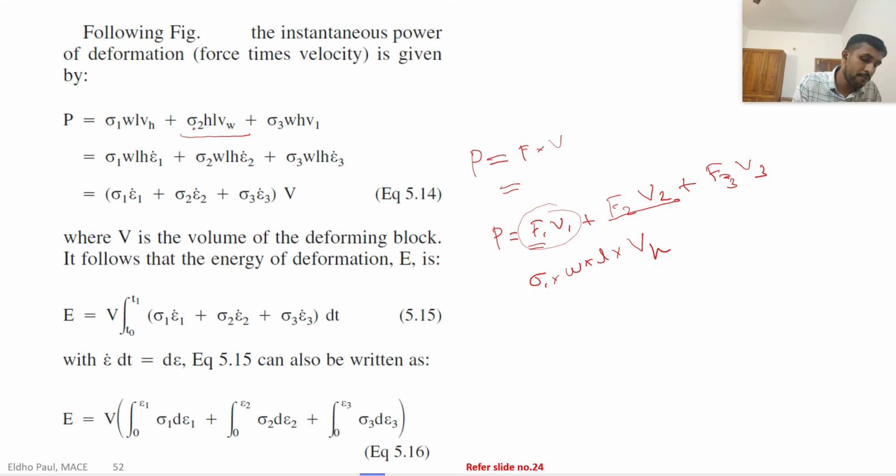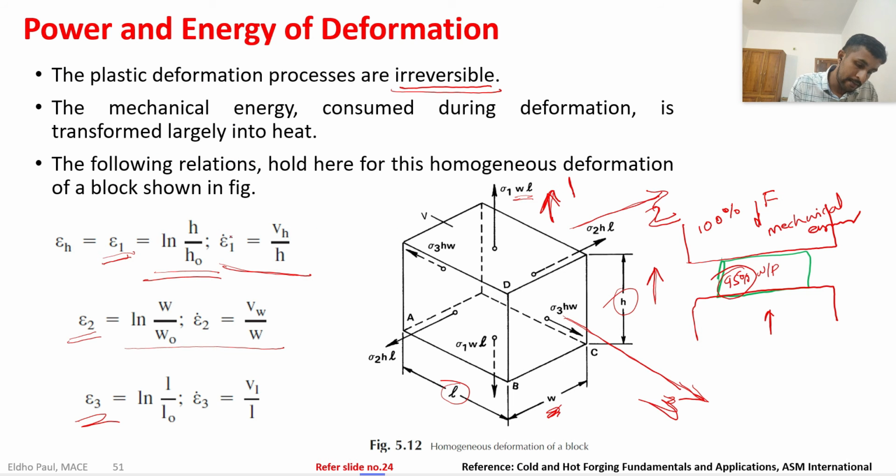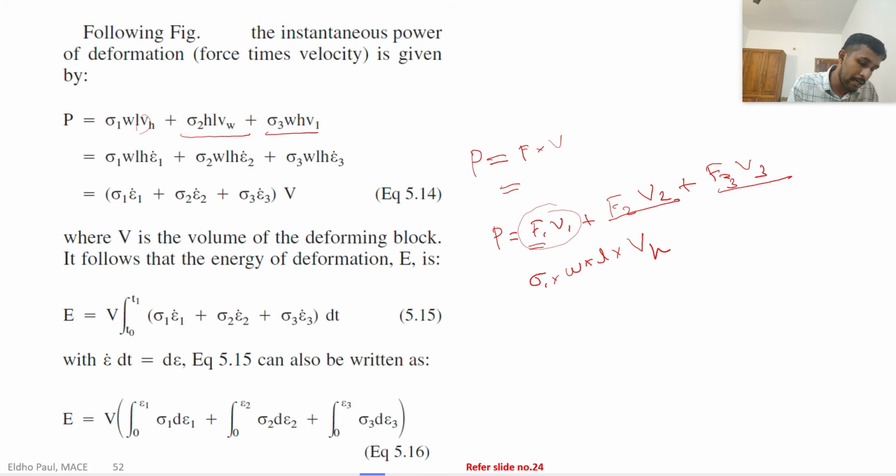We can write F2 V2 like this, and F3 V3 like this. So we got the total power. After simplifying, we got this Vh from the previous example: strain rate into H is equal to Vh. So we can substitute that here. Instead of Vh, we can give H into strain rate. From this, we got this equation. This is the power requirement for the plastic deformation.